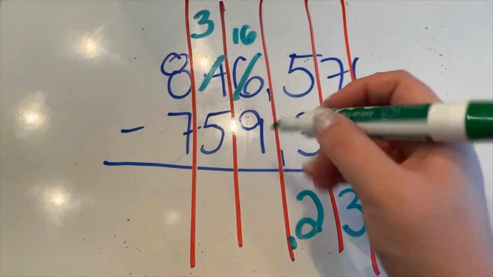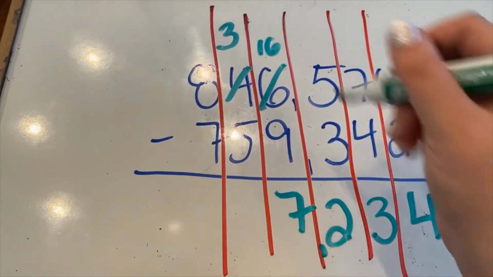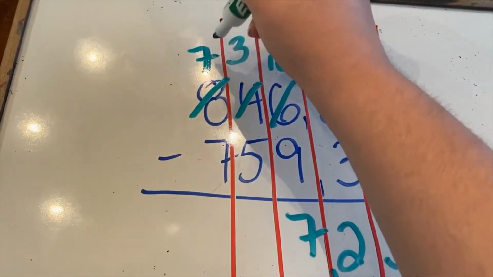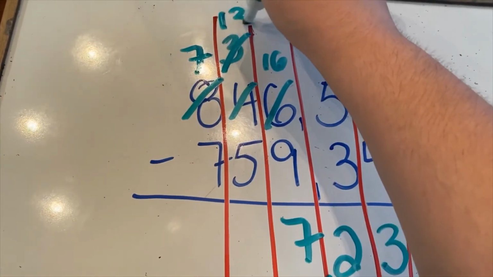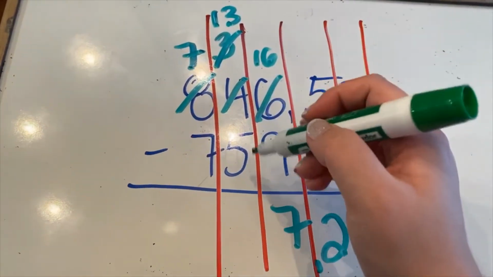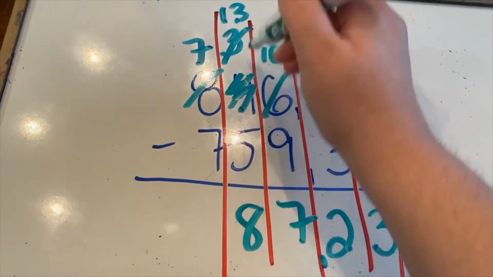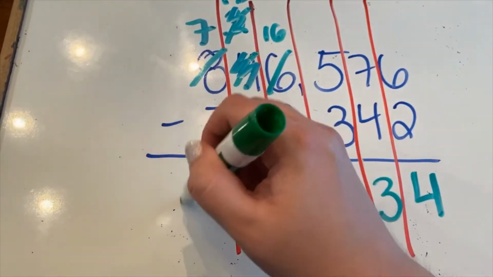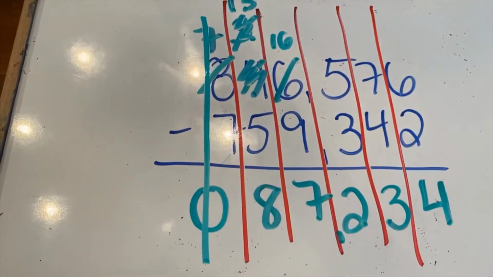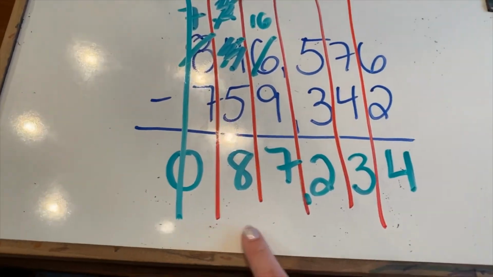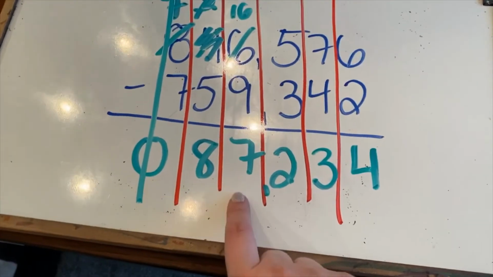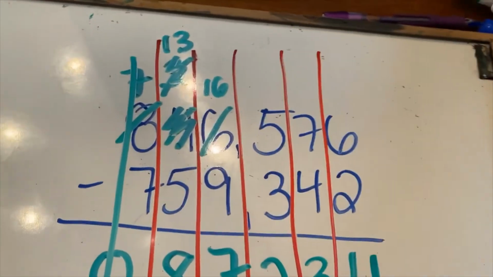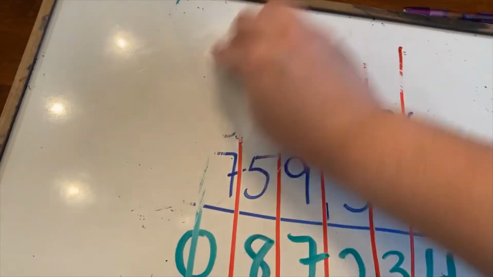6 minus 9 is 7. 3 minus 5, can't do that, so I'm going to borrow from the 8. Take that down 1. We'll regroup the 1 back over here. 1 minus 5 is 8 now. We can do that because these two don't exist anymore. So 13 minus 5 is 8. And then 7 minus 7 is 0. Again, you can also just cross that out because you don't need to leave that 0 in the front. So the answer to this one is 87,234. And one more with all of those zeros in it.